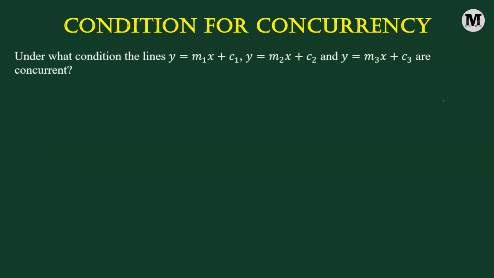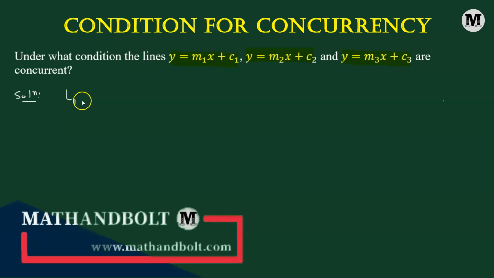Under what conditions are the lines whose three equations are given to us concurrent? That means they meet at a common point. Okay, let us begin. First, we're going to name each of the three lines as the line L1, L2 and L3.